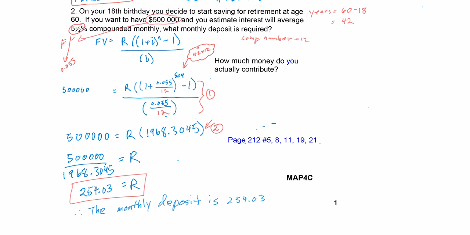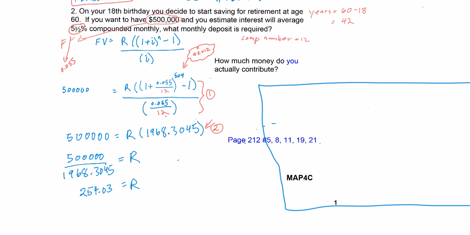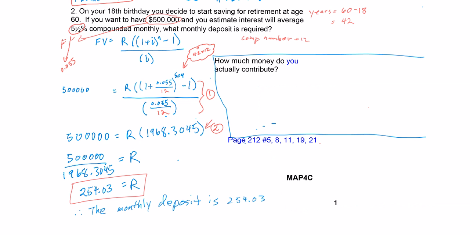Now, the final problem that we have here is contributions. So I'm actually going to block this off. We're going to do a quick little mini lesson. Contributions really mean how much money did you actually put in over all of those years, right? Now, if you remember, the number of payments was 504.